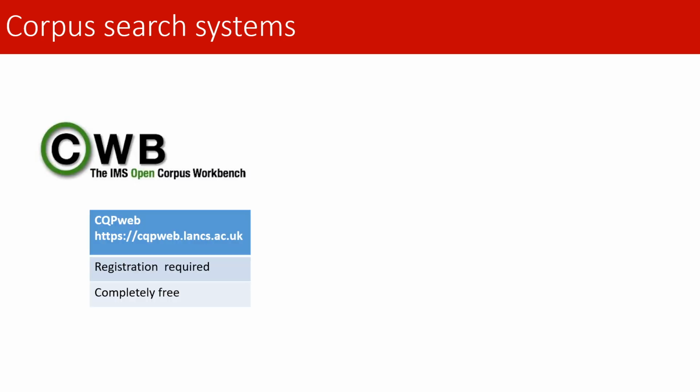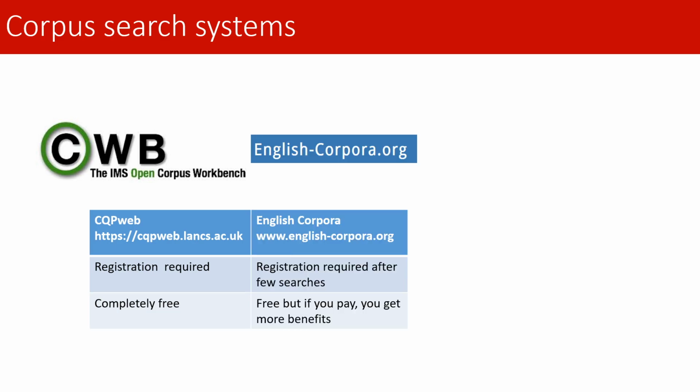There are 3 major web-based corpus search systems. The first one is CQPweb, which is based on the IMS Corpus Workbench. It requires registration before you use it, but it is completely free. The second one is EnglishCorpora.org. Registration is required after a few searches. The system is free, but if you upgrade your account, you will get access to more functionalities.